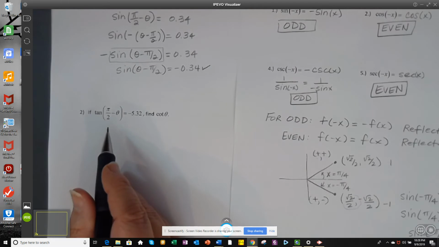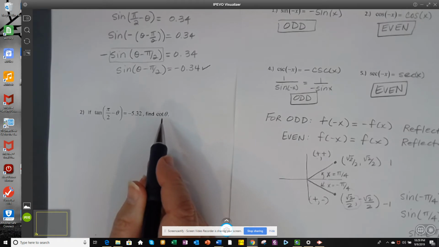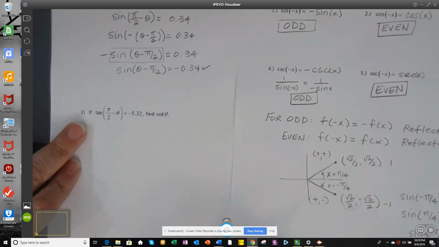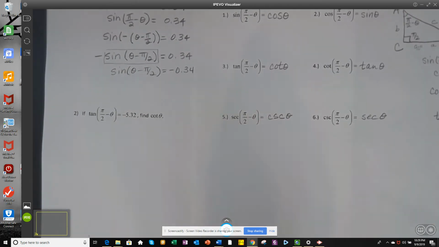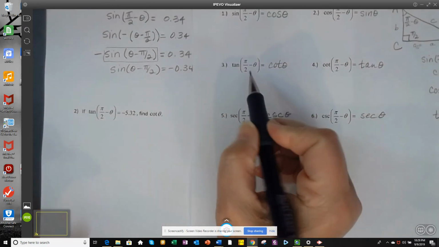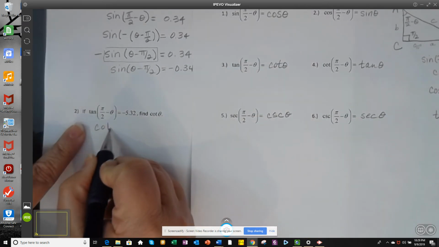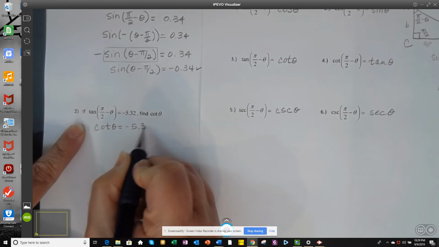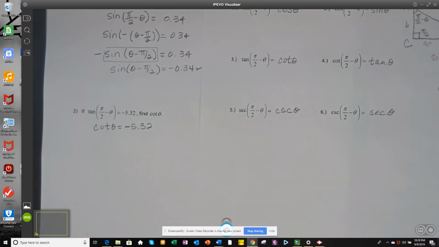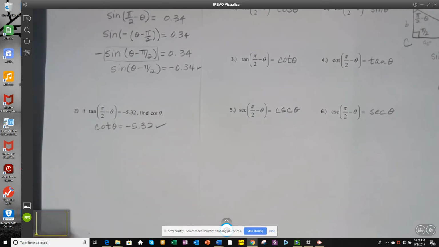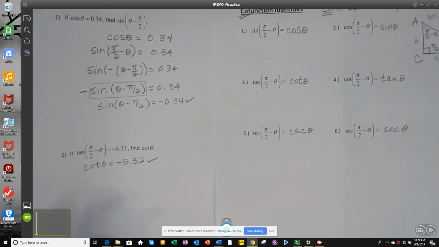I've got the tangent of pi over 2 minus theta equals negative 5.32, and I want to find the cotangent. Well, this one's a really simple one because if I go to my cofunction identities page, the tangent of pi over 2 minus theta is equal to cotangent. So I can make a straight-up substitution here. Cotangent of theta equals negative 5.32, and I'm done. I should have done this one first, right? This one's easier than the last one. But hindsight is 20/20.